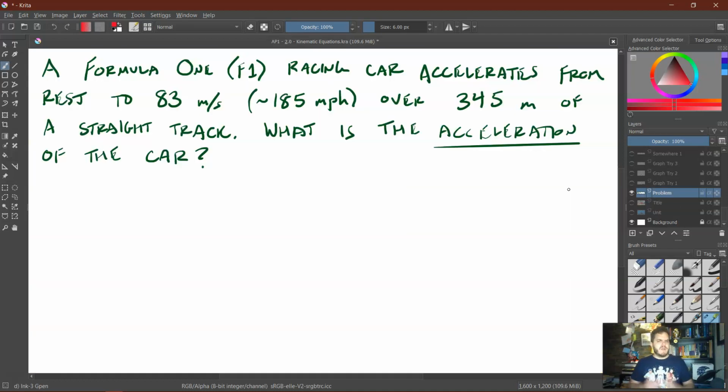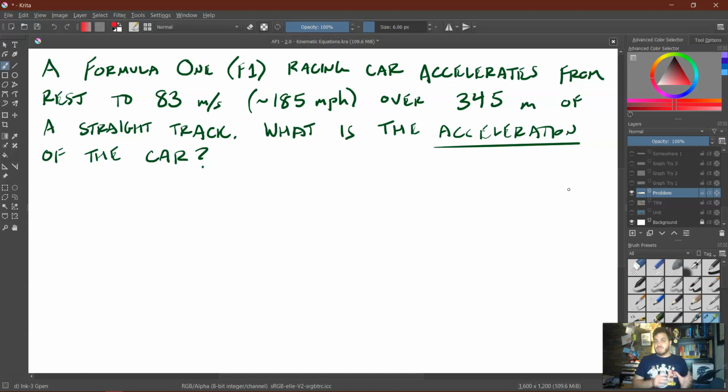So let's start with a problem. Let's say we have a Formula 1 racing car that's accelerating from rest to 83 meters per second, and to put that in perspective, that's about 185 miles per hour, over 345 meters of a straight track, so no turns. We want to know what is the acceleration of the car.